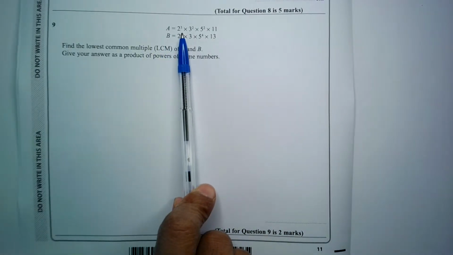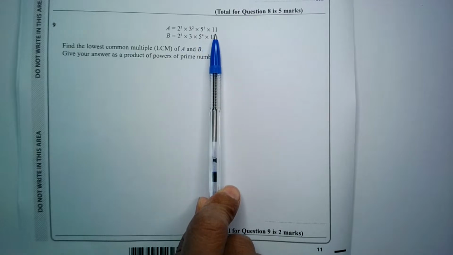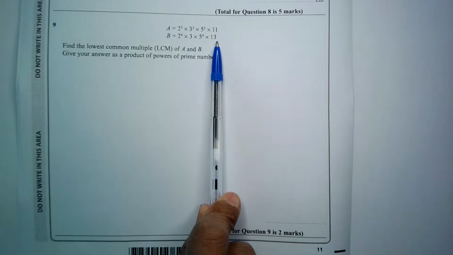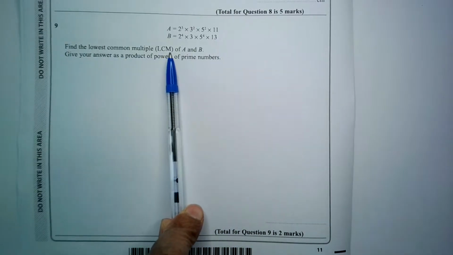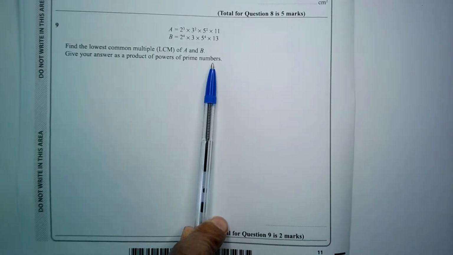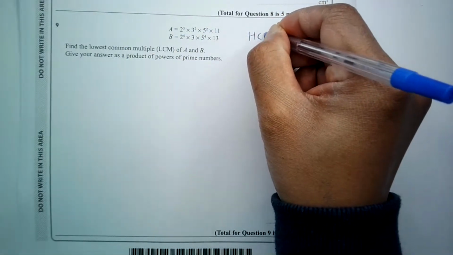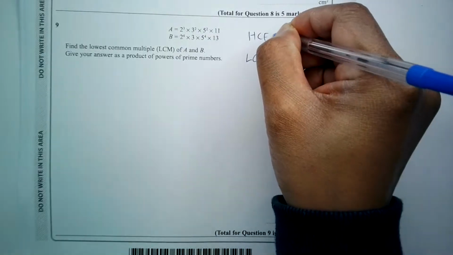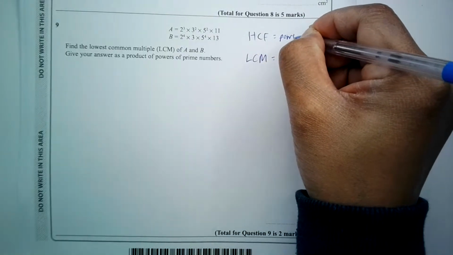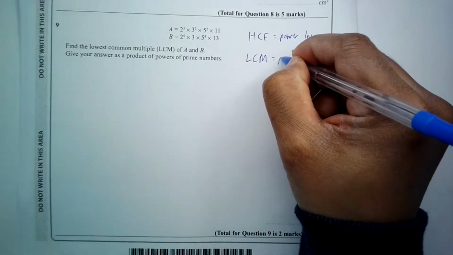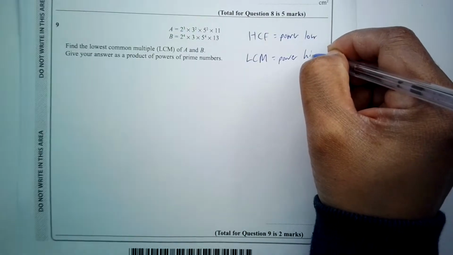Okay, so this question is similar to what we just did. A equals 2 to the power 3 times 3 squared times 5 squared times 11. B equals 2 to the power 4 times 3 times 5 to the power 4 times 13. Find the lowest common multiple, LCM, of A and B. Give your answer as a product of powers of its prime factors. So it's similar but different because we've got LCM. So let's remind ourselves: when we're looking at powers for HCF, we are looking for the lowest power, and for LCM, we are looking for the power that is highest.